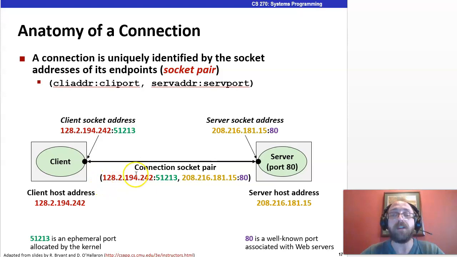They have the same client IP address, because my computer has one IP address usually, but they will have different client port numbers, because each time I make a new connection, even if it's to the same server, I'll get a new ephemeral port on the client.